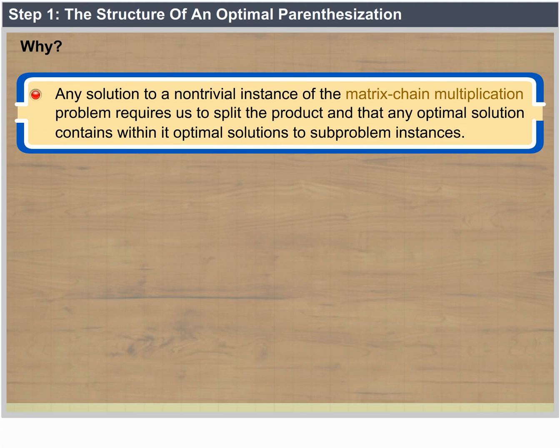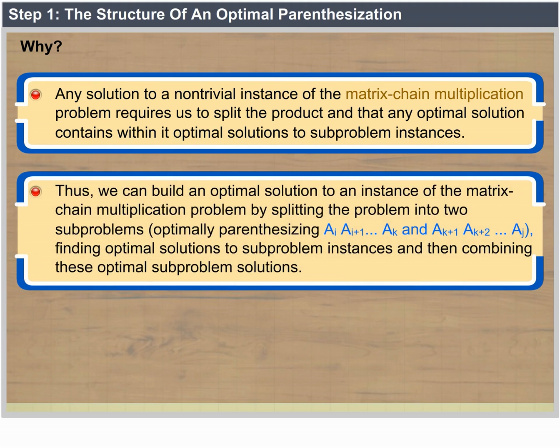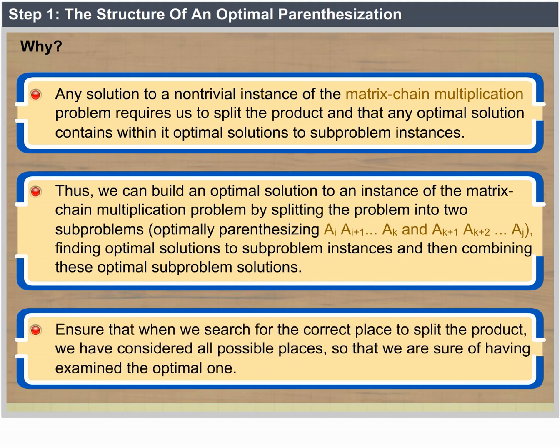Thus, we can build an optimal solution to an instance of the matrix chain multiplication problem by splitting the problem into two subproblems, optimally parenthesizing A_i up to A_k and A_{k+1}, A_{k+2} up to A_j, finding optimal solutions to subproblem instances and then combining these optimal subproblem solutions. We must ensure that when we search for the correct place to split the product, we have considered all possible places so that we are sure of having examined the optimal one.